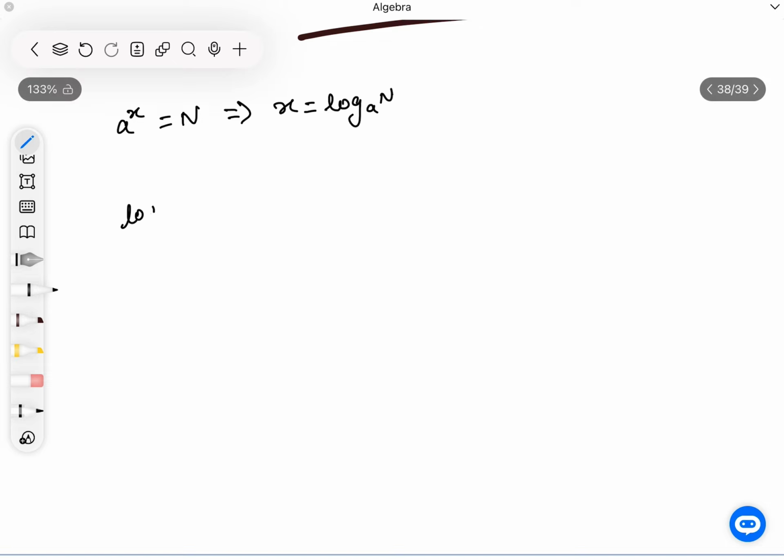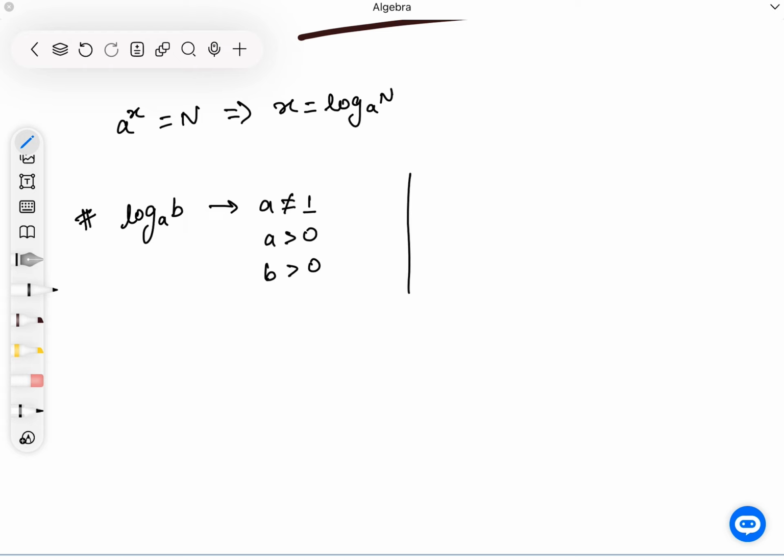Moving further, you have a log like this, let's say log of b with a base of a. Okay, we're starting here. There are a few conditions when you make a log like this. First condition is a can never be 1. It cannot be 1. It has to be greater than 0. Similarly, b has to be greater than 0.